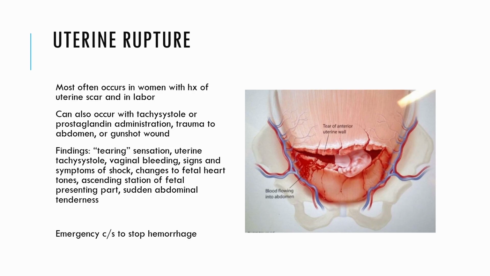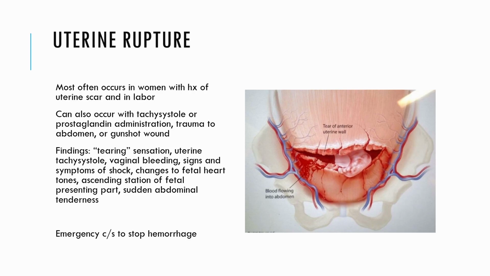You'll see uterine tachysystole on the monitor. Mom will start showing signs and symptoms of shock. So, pulse will increase, blood pressure will drop. You'll start seeing changes in your fetal heart tones. Initially, it might go a little tachy, just like mom's pulse increases, but then it will tank.